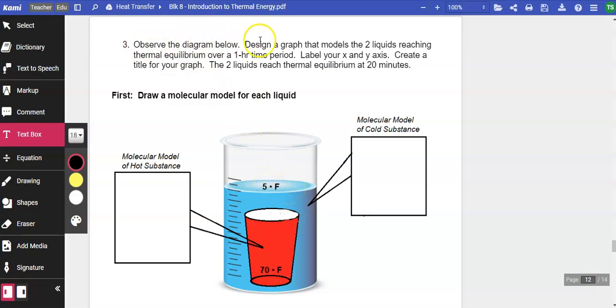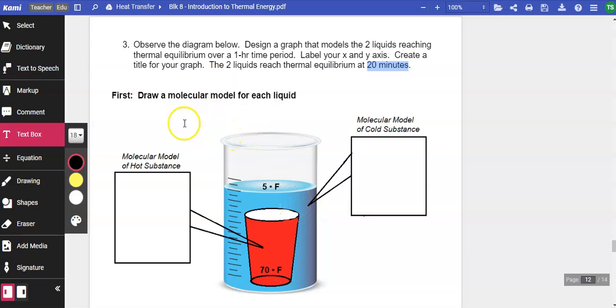So if you take a look at the scenario, it says you're going to design a graph that models the two liquids reaching thermal equilibrium over a 1-hour time period. You're going to label the X and Y axis. You're going to create a title for your graph, and an important piece of information to note is that the two liquids reach thermal equilibrium specifically at 20 minutes. So you're watching the system for 1 hour or 60 minutes. And at 20 minutes within that 1 hour, something special happens. The warm liquid cools down to thermal equilibrium temperature, and the blue cooler liquid warms up to thermal equilibrium temperature.